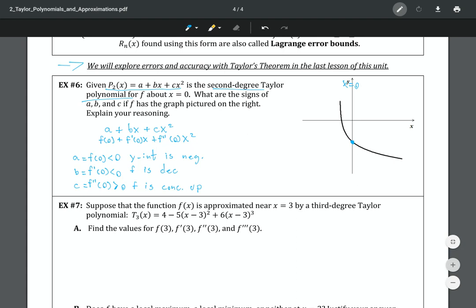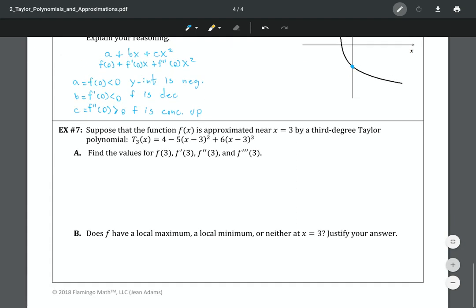Let's go ahead and move on. Let's look at the next one. All right, you do have a problem kind of like this, so make sure you understand what's about to happen. Now again, suppose you have the function f of x approximated near x equal to 3 by the third degree Taylor polynomial. And here's your third degree Taylor polynomial. It says find the values of all of these.